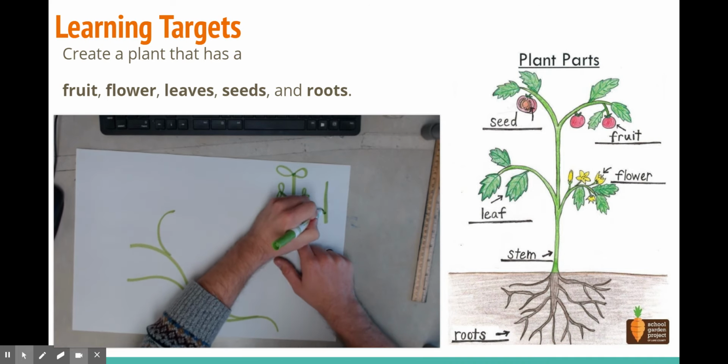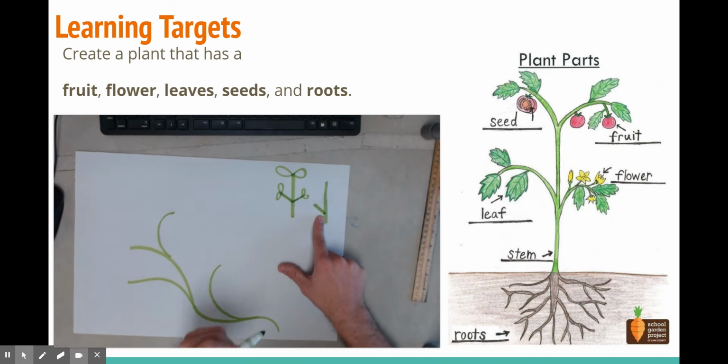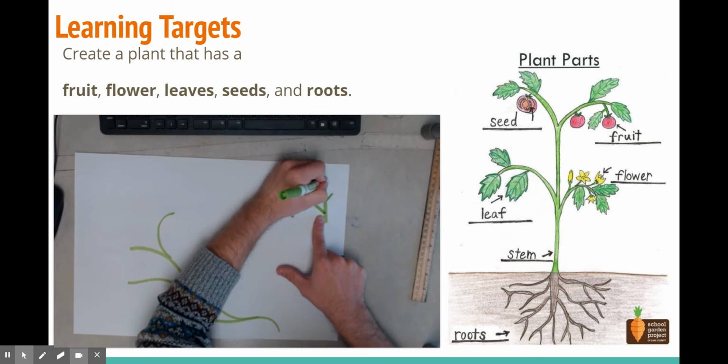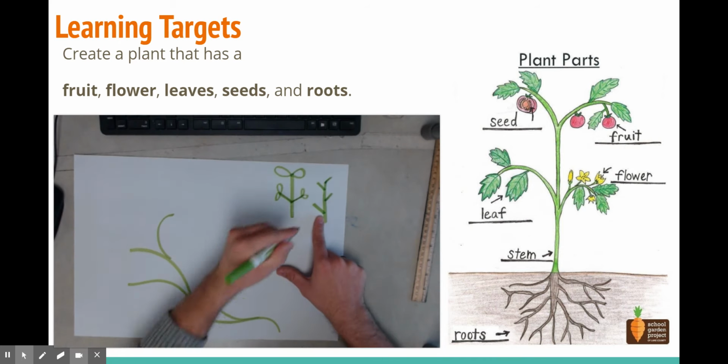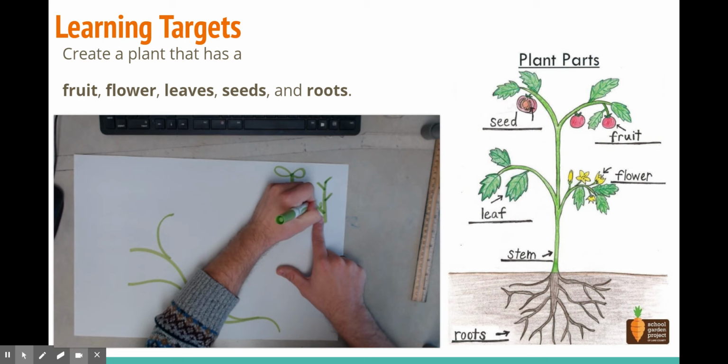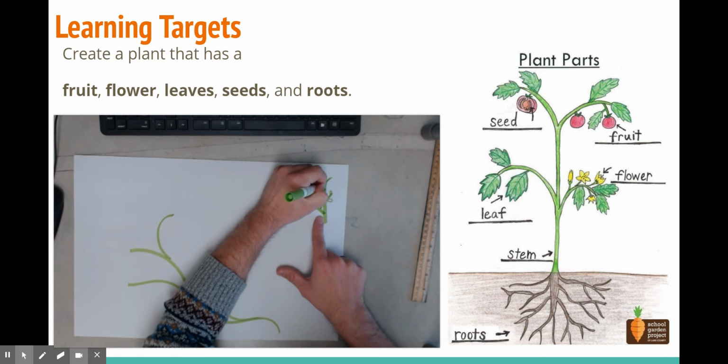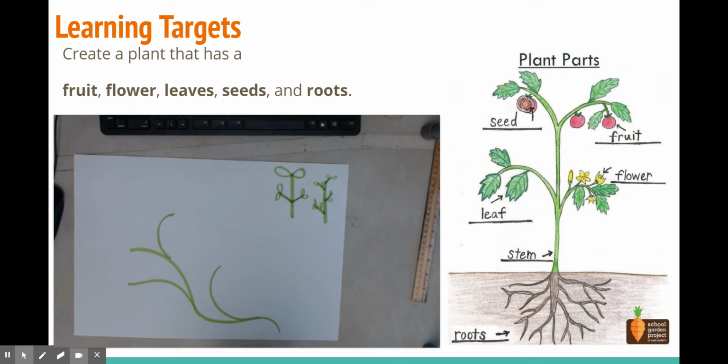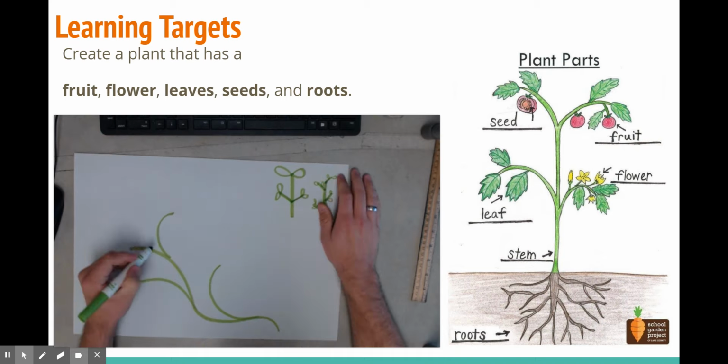And then there's plants that alternate. So instead of one coming right here, it's going to go up a little bit like this. You see the difference there? And then the leaves will also do that. Instead of coming out of the same spot, they alternate like that. That's just kind of an interesting, fun little thing. So if you look at a plant outside, you can see what type of plant it is.